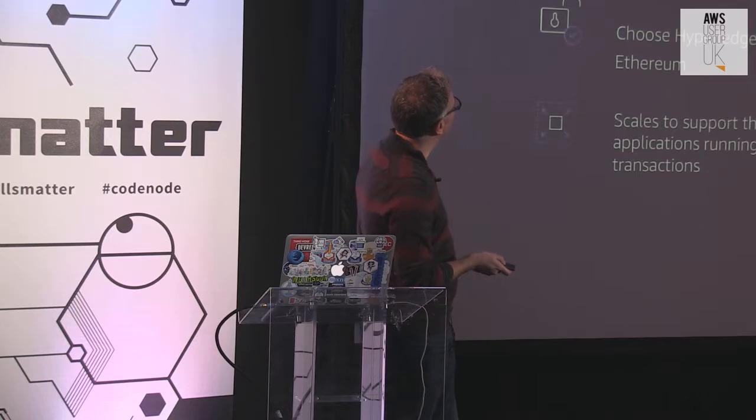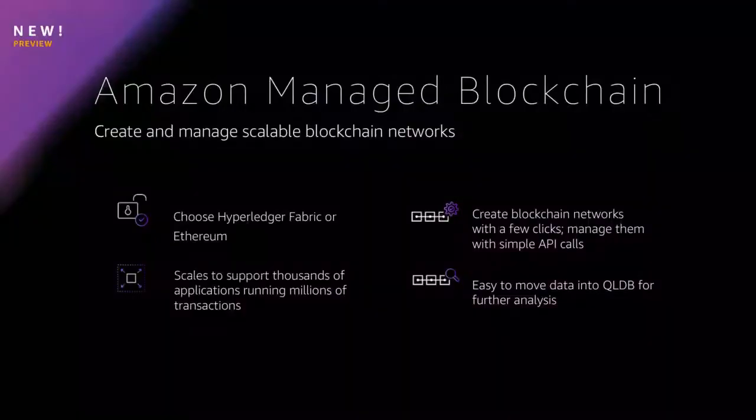And Amazon Managed Blockchain can help you have a fully managed Hyperledger Fabric or Ethereum blockchain. And of course, it's much easier to set up. And then you can move data from the blockchain to QLDB for further analysis.